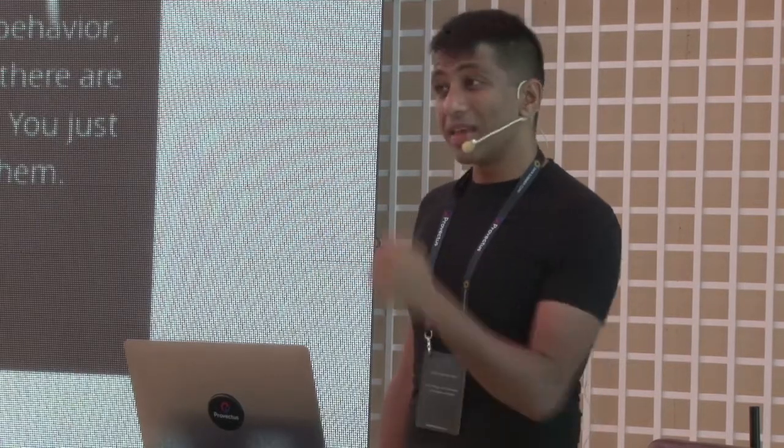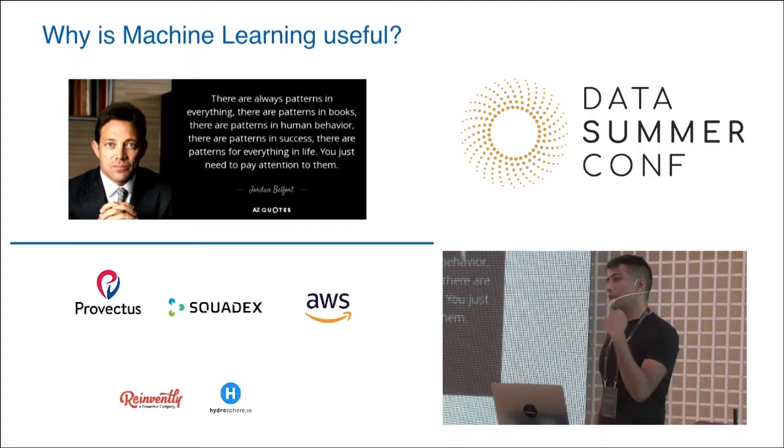Do you call that intelligence? I don't, but okay, let's say that's a form of intelligence, that it's able to learn certain patterns. Now, why is that useful? Why are people talking so much about AI and machine learning?